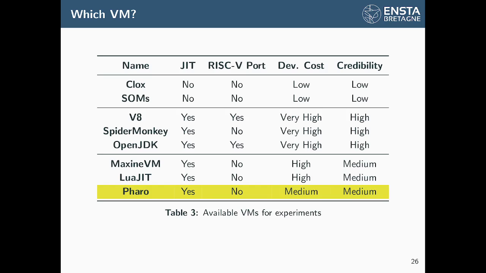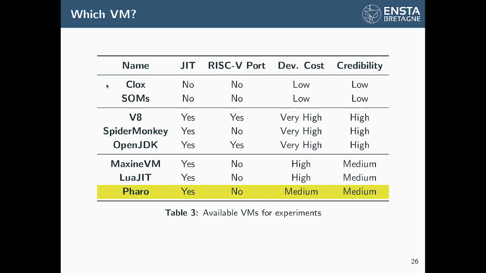Now if we want to secure our VM, as I said earlier, we'll have to choose a VM that we can port to RISC-V, so that we can perform our experiments on it. I brought some examples here. The first two are SOMs, the Smalltalk Object Machine. They are toy examples that can execute basic Smalltalk code. CLOX is the result of the Crafting Interpreters book.